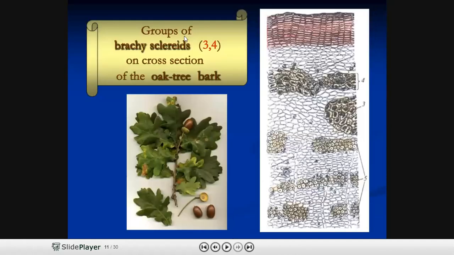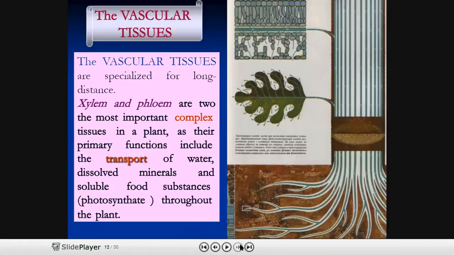If you see here, the group of brachysclereids, numbers 3 and 4. This is the plant, and if we take this section, we can find these kinds of sclerenchyma cells. They have been modified, they have changed their structure, and we can find the different brachysclereids here. Okay. So this is the mechanical tissue here.